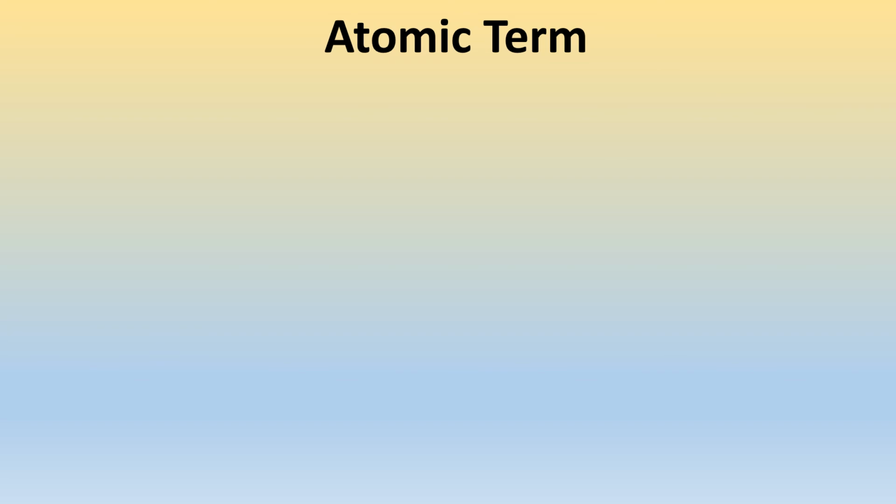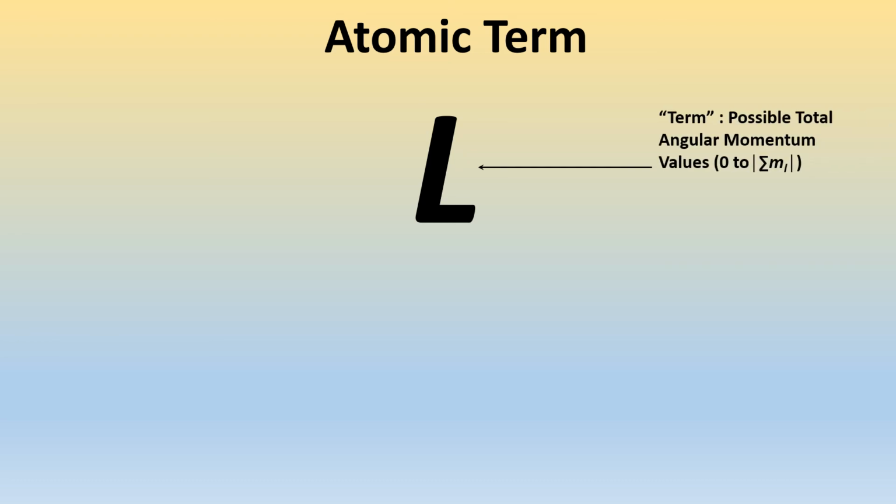So to consider an atomic term, in the center of the term is the sum of the angular momentum of the electrons, capital L. This is calculated, again, as any combination between 0 up to and including the sum of all the m sub l's of the electrons in the atom, and this is your term.